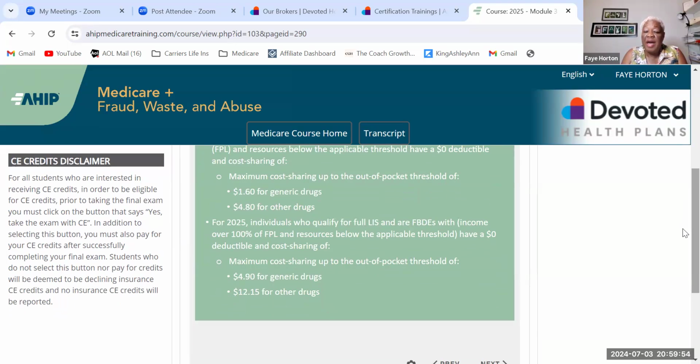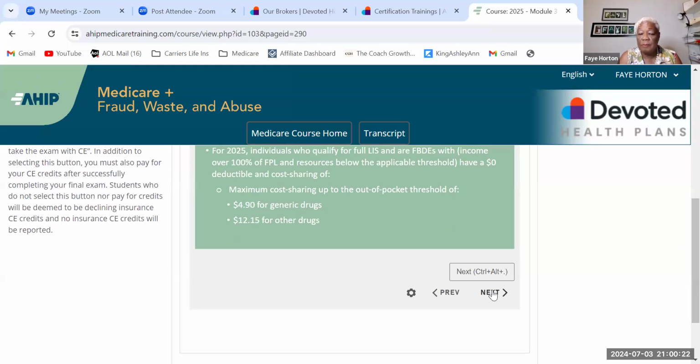For 2025, individuals who qualify for full LIS and the full benefit dual eligibles with income over 100% and resources below the applicable threshold have a zero deductible and cost sharing of $4.90 for generics and $12.15 for other drugs.